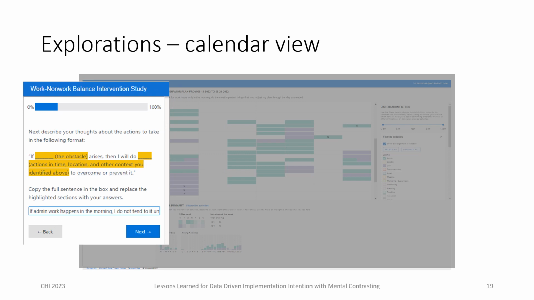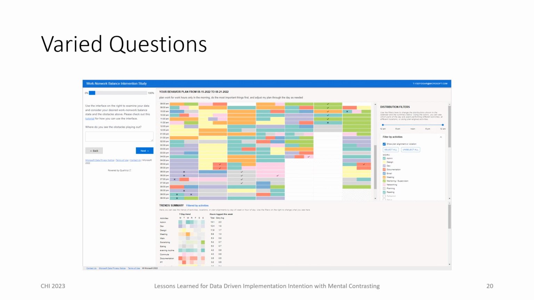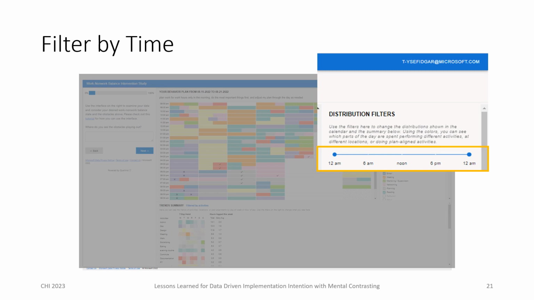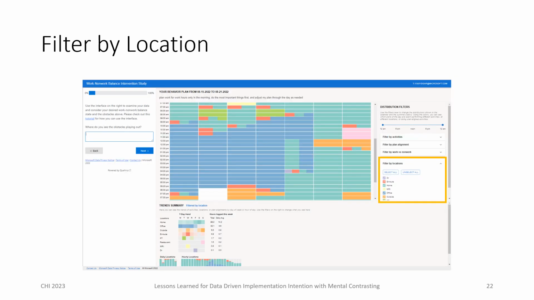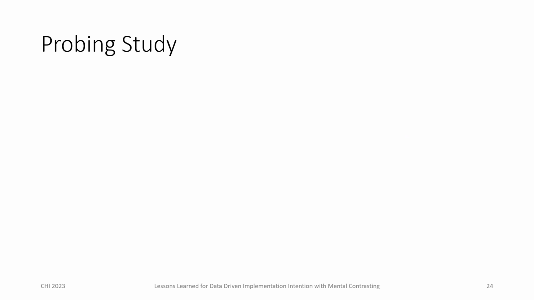She's next encouraged to further refine this plan by putting it into if-then format. If administrative work happens in the morning, I do not tend to it until after my development block. Our interface provides a number of other ways to explore data and answer a variety of questions. For example, it's possible to filter by time and look at what happens within a certain window. It's also possible to explore patterns in whereabouts, for example, in transitions across locations. We used this interface in a probing study with 16 information workers over the past summer.